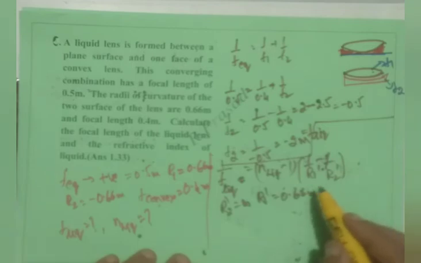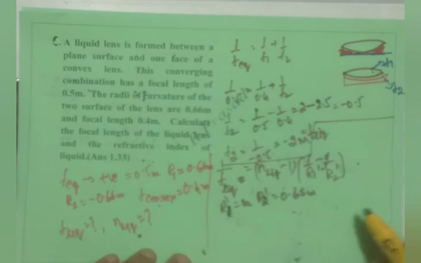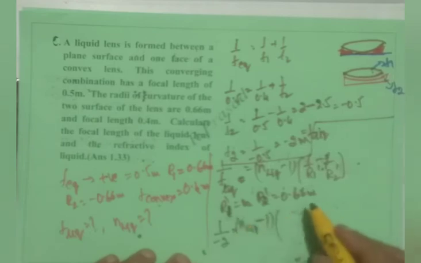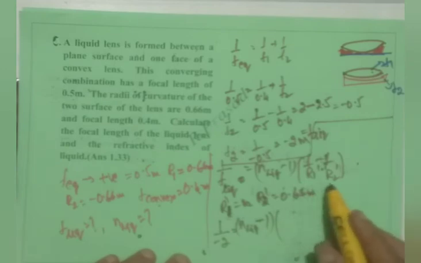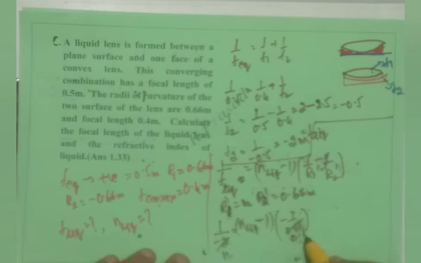Or else we can take R2' as 0.66 and R1' as infinity, because that will help us to get the final result properly with the sign. The other way will also work, but easily we can get it like this. 1/F liquid is minus 2, which is equal to (N liquid minus 1) into (1/R1' minus 1/R2'). 1/infinity we leave, because 1/infinity is 0. So minus 1/0.66, therefore what we have here is 0.33.